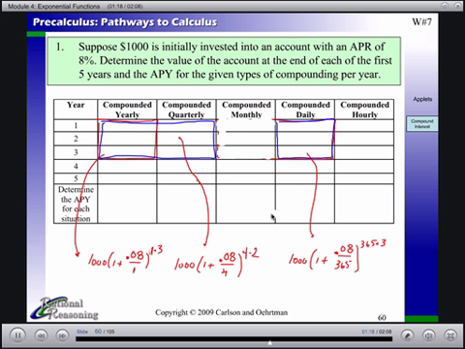Okay, the blue boxes, right? Is that what I said? Blue boxes. Do that.